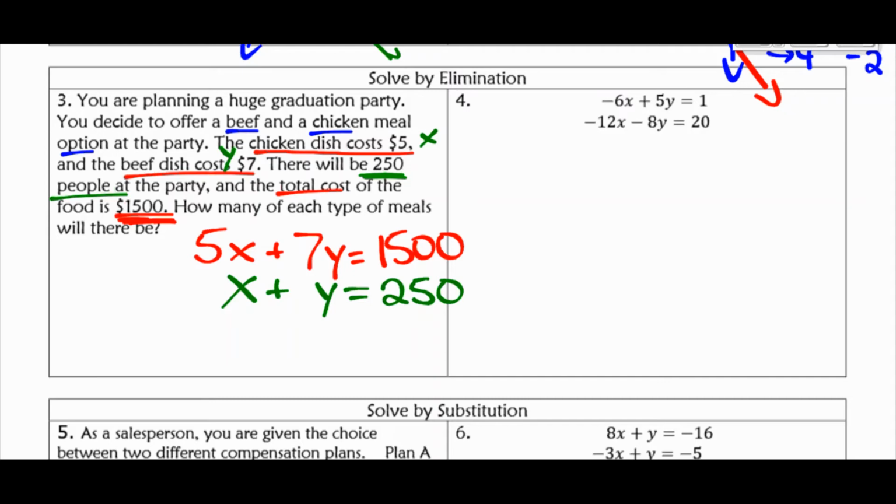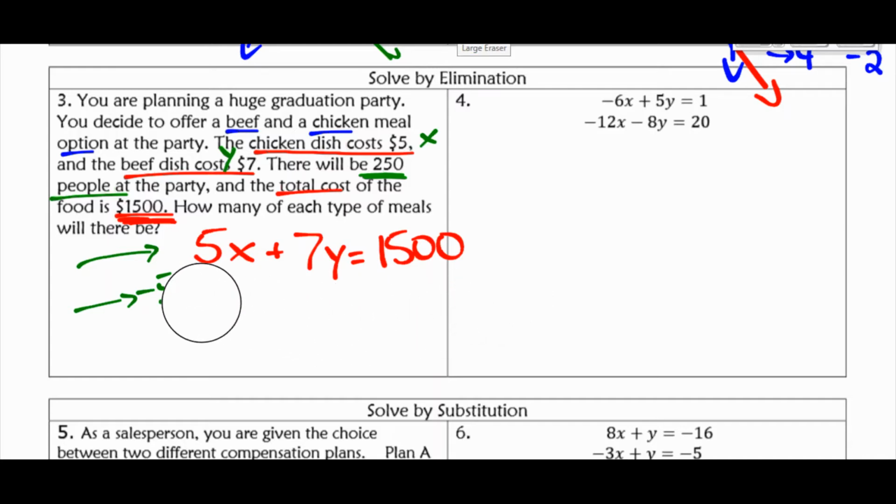Now I want to use elimination, so I want to either cancel out the X or the Y. It doesn't actually matter. I'm going to cancel out the X just because I can see that clearly. I want to cancel out this 5X. I'm going to multiply this entire equation times -5. I'm going to need some more room, so I'm going to actually erase my original equation and multiply that by -5. It gives me -5X minus 5Y equals -1,250.